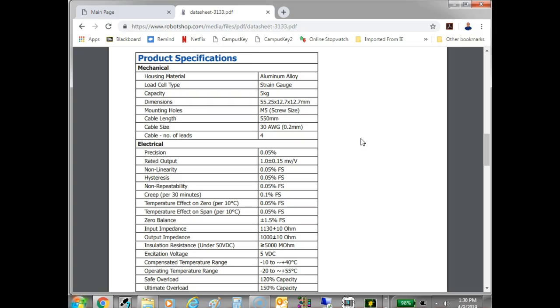So 1 millivolt per volt, and 5 volts means the maximum output would be equal to what? 5 millivolts, right? If you excite it with 5 volts, that means if this was a 5-pound load cell, it would output 5 millivolts when it measured 5 pounds. So it didn't change very much, we're not talking about a big change, right? But it's enough to measure, and it's very, very lean.